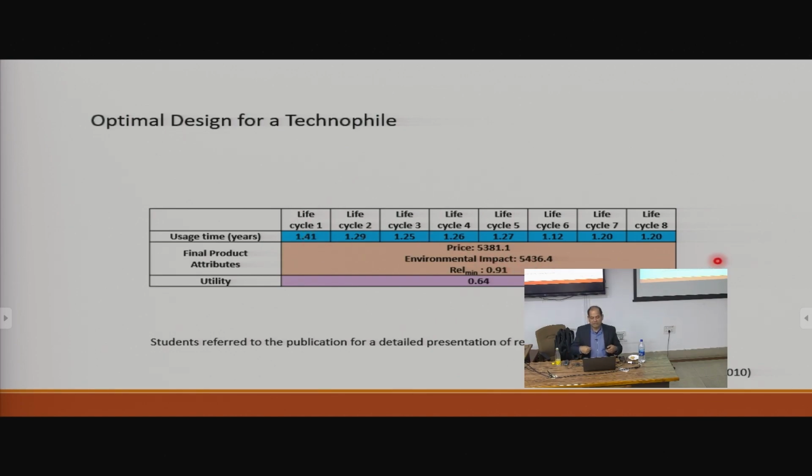And this was all built in. If you actually clicked on the solution, you will find that for technophiles, every time the processor was new, every time this was old and this was new, and so on and so forth. So most components were new for technophiles.